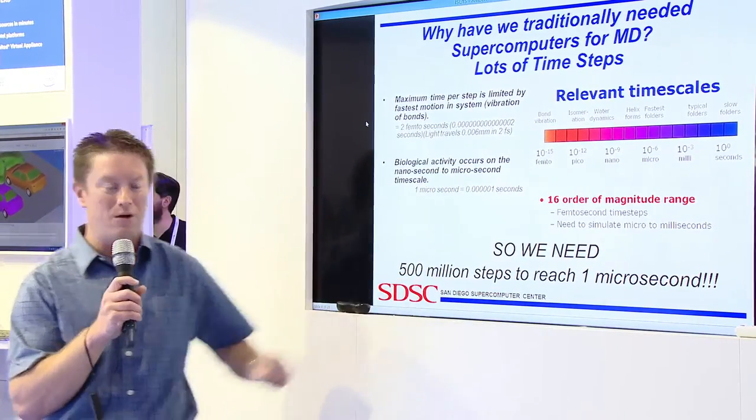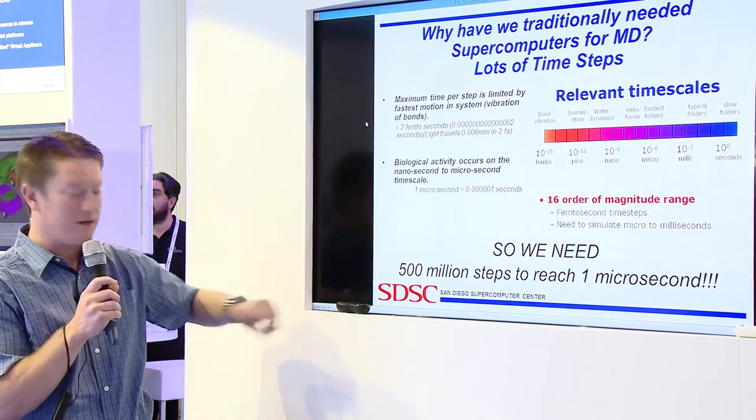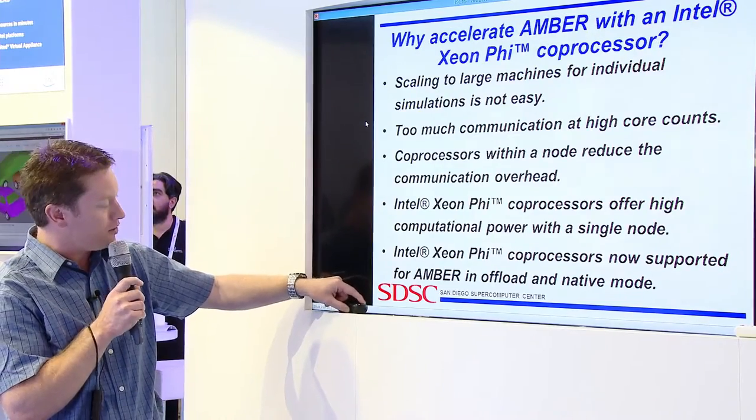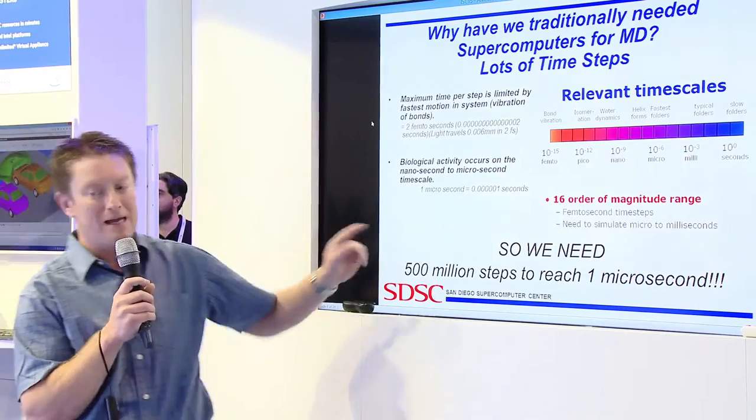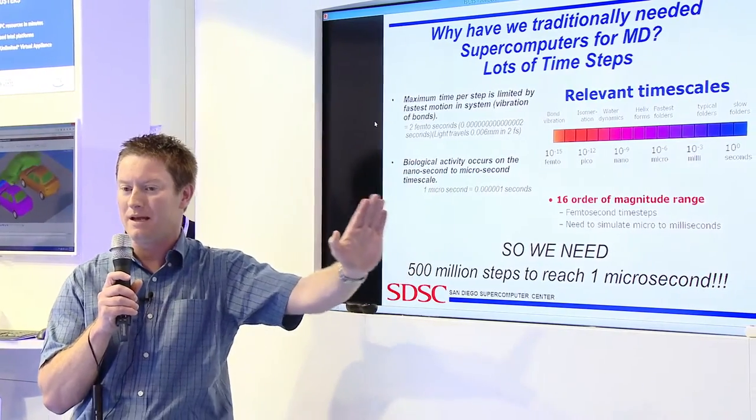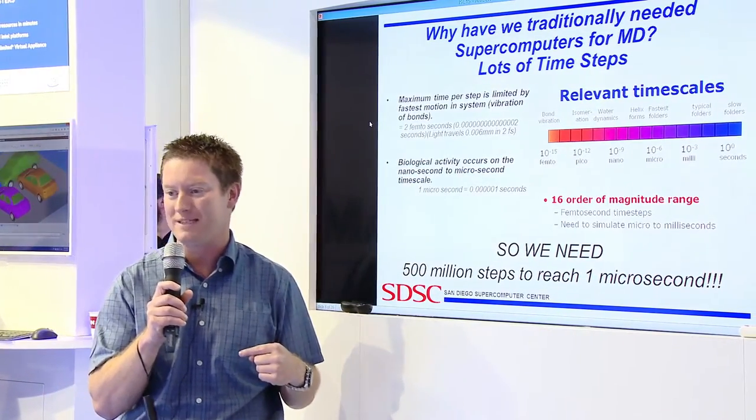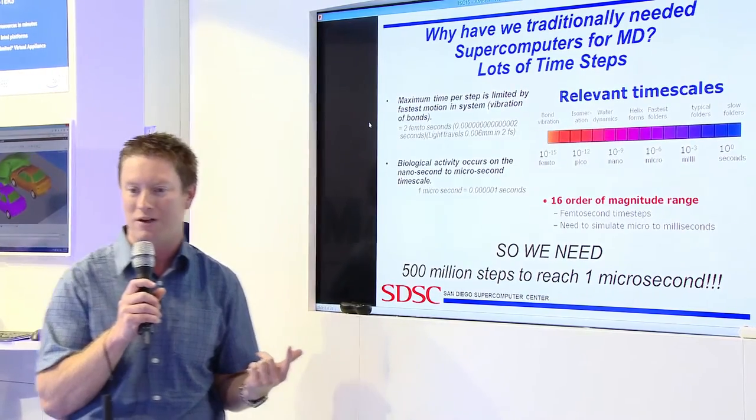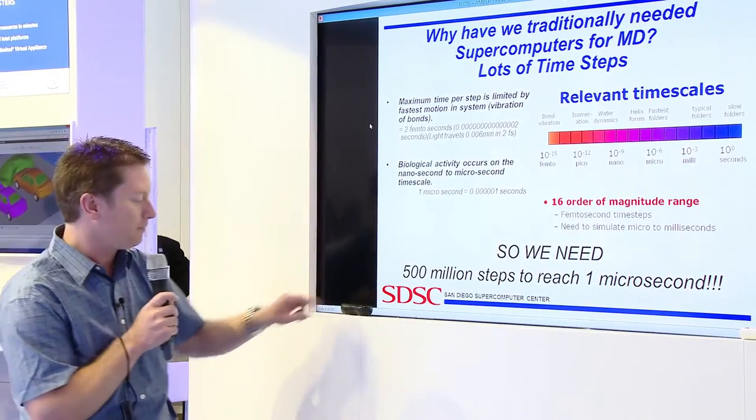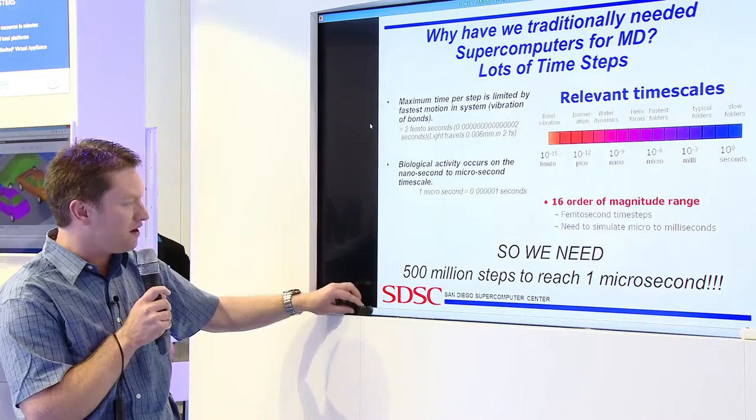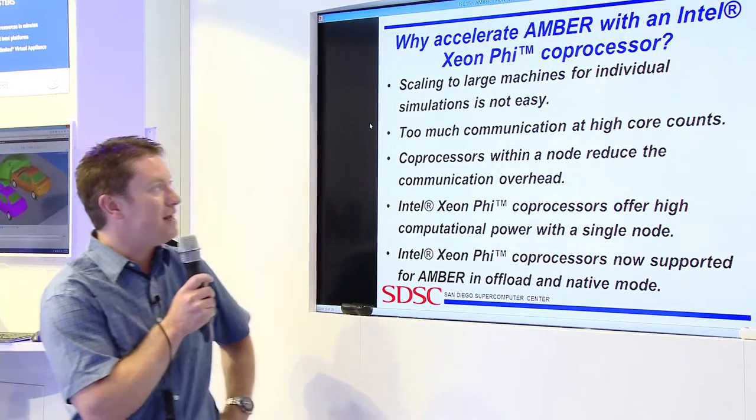The real problem is that each sequential step requires us to solve for the previous step. We don't have an analytical solution to Newton's equations of motion here. So we have to get the code to be as fast as possible.